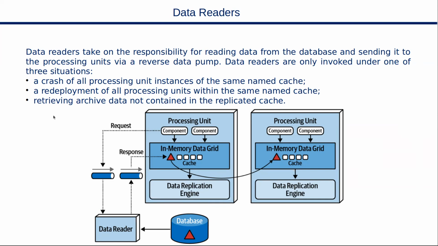For example, a crash of all processing unit instances of the same named cache. So all of them have crashed and we need to restore data. Without the database, we would lose data altogether. So we will read information from the database. Another case is redeployment of all processing units within the same named cache, or retrieving archived data not contained in a replicated cache. These can be such particular cases.